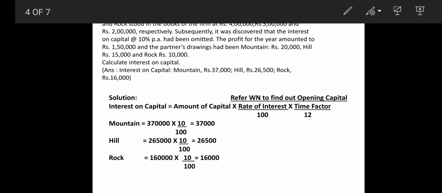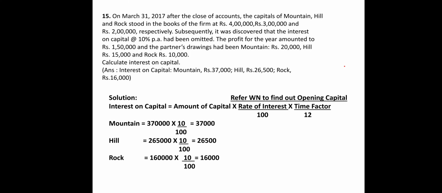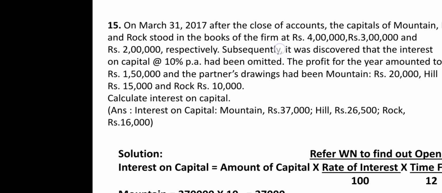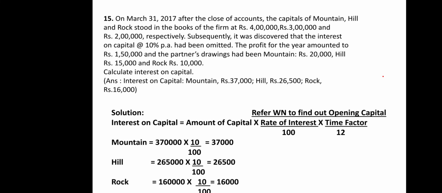Okay, now we will move on to another sum number 15. On March 31st, look upon for the date every time. The dates are very important in these sums. On 31st March 2017, after the close of accounts, the capitals of Mountain, Hill and Rock stood in the books of the firm at rupees 4 lakhs, 3 lakhs and 2 lakhs respectively. So this is what 31st March 2017.